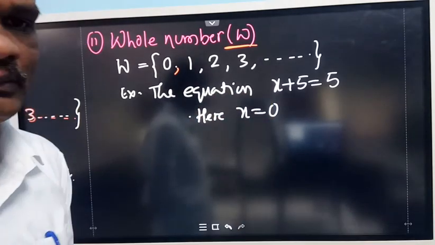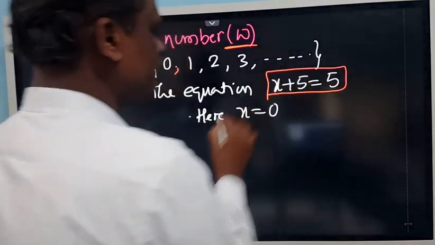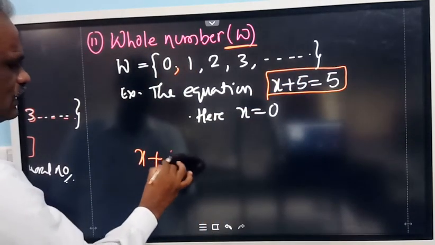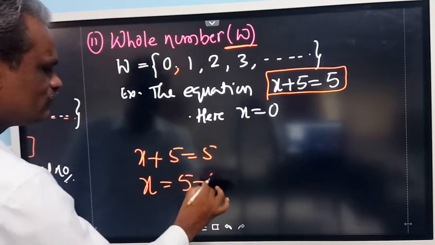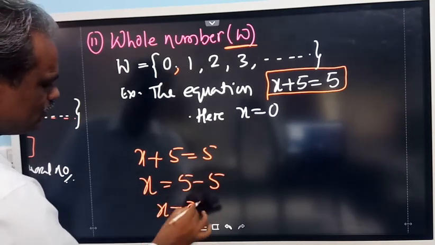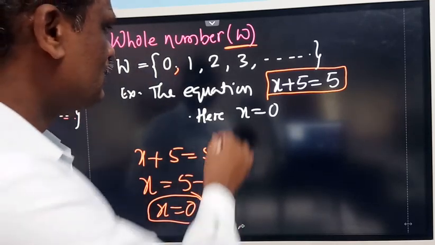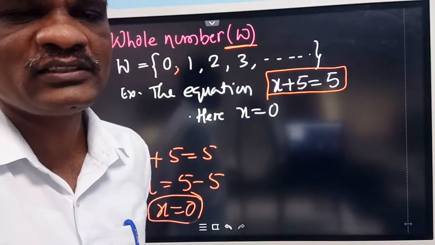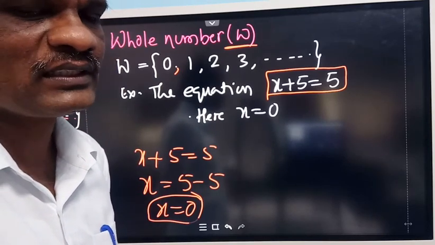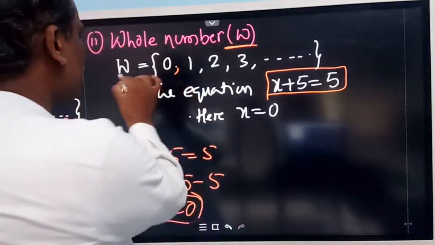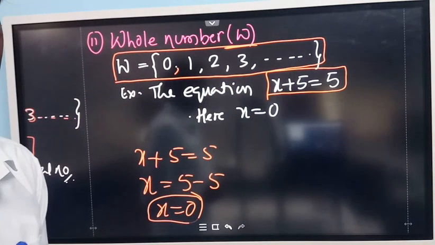Look at this one example. In mathematics, x plus 5 is equal to 5 is an equation. If you solve this, x plus 5 is equal to 5, you see what happens. 5 minus 5, so x is equal to 0. So 0 is a number. That is included in the natural numbers to make whole numbers. Natural numbers along with 0 give you the whole numbers. Set of natural numbers along with 0.